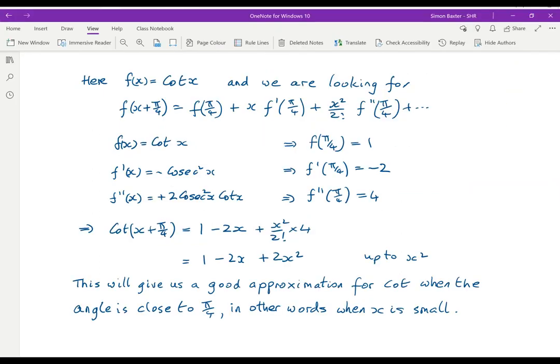This will give us a good approximation for cot x when the angle is close to pi/4. In other words, when x is small.